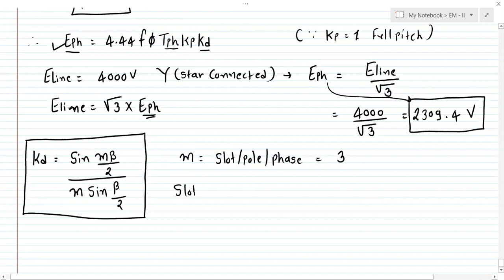Beta is my slot angle, and its equation is 180 degrees by n. You have to use all the equations to find phi. Again, what is n? n is the slots per pole. There is a relation, we can find the value of n: n is slots per pole, m is slots per pole per phase.